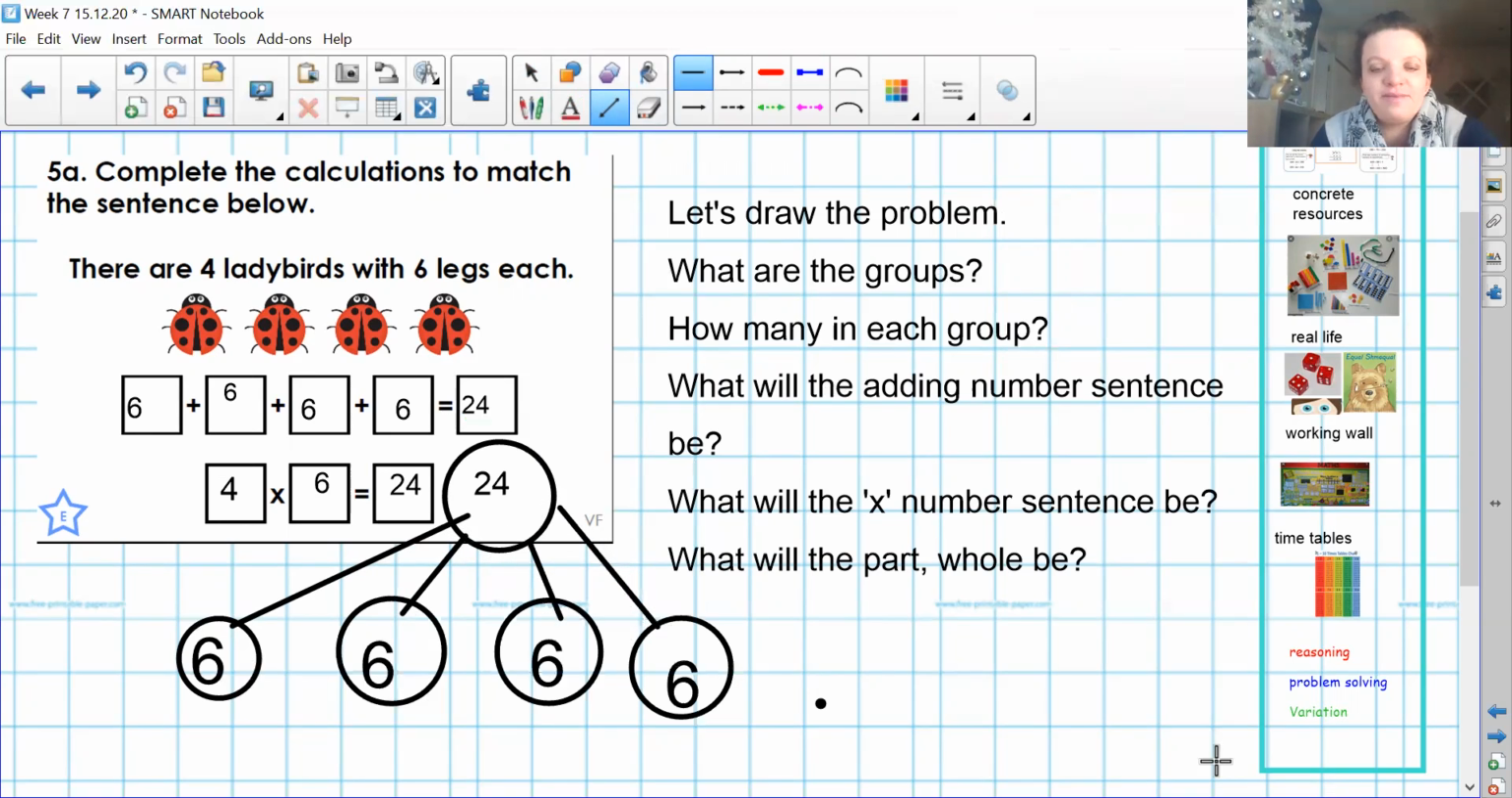So 4 times 6. So when I see 4 times 6, I know that's 4 groups of 6 that are going to make my 24. 4 6s, 4 lots of 6. Okay? Hope that makes sense. Well done to all of you that had a go at doing that today.